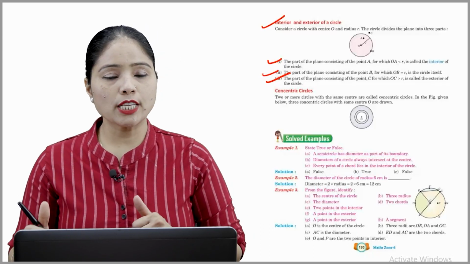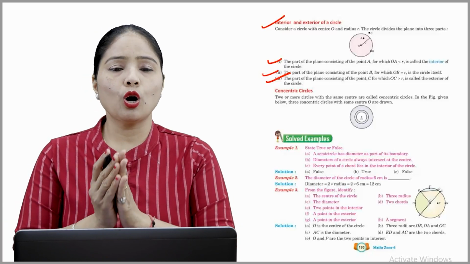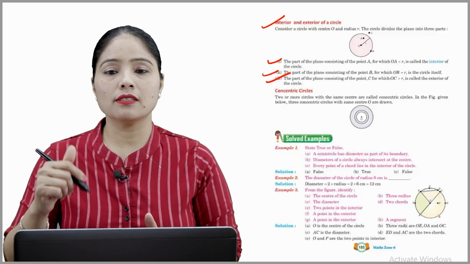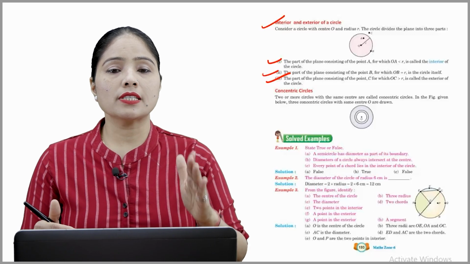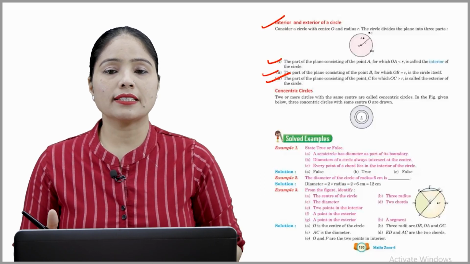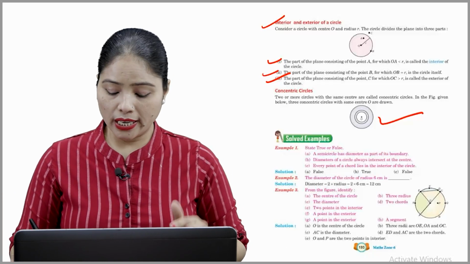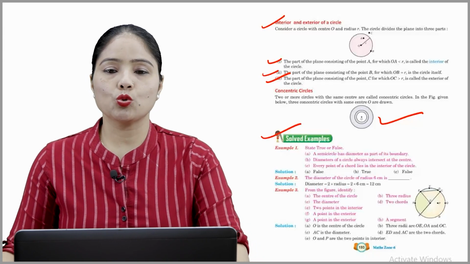So now move on to the next point, which is concentric circles. Two or more circles with the same center are called concentric circles. In the figure given below, 3 concentric circles with the same center are drawn like this. Okay, now solve examples.